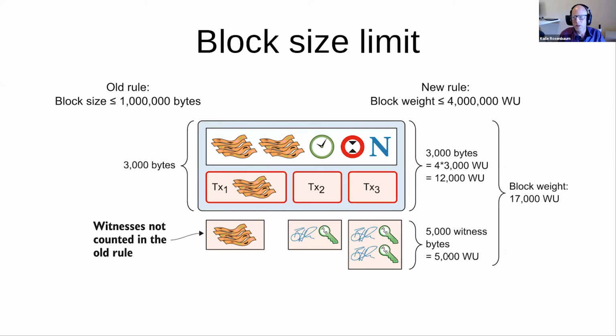So using this, you can squeeze in more witness data, because the witness data is no longer counted on the old rule, because the witness is ripped out of the transactions. So for old nodes, they only count the base block data without the witnesses. So on top of this size here, you can also have witness data. So the effective block size limit is actually increased.